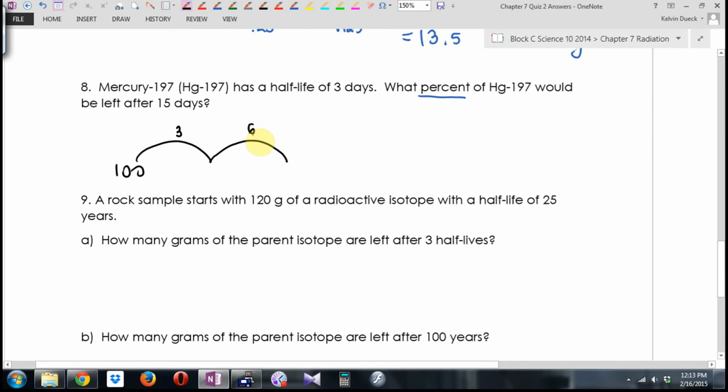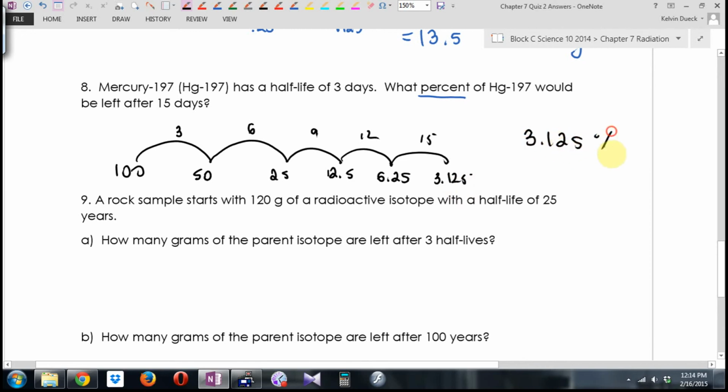Now it's 6 days, grand total. When am I going to stop? How many days do they want me to go for? 15. There you go. 9, 12, 15. I guess it's 5 half-lives is another way to think about it. So you ready? 100, 50, 25, 12.5, 6.25, 3.125, is that right? 3.125%. The rest of the mercury would have decayed into its daughter isotope.